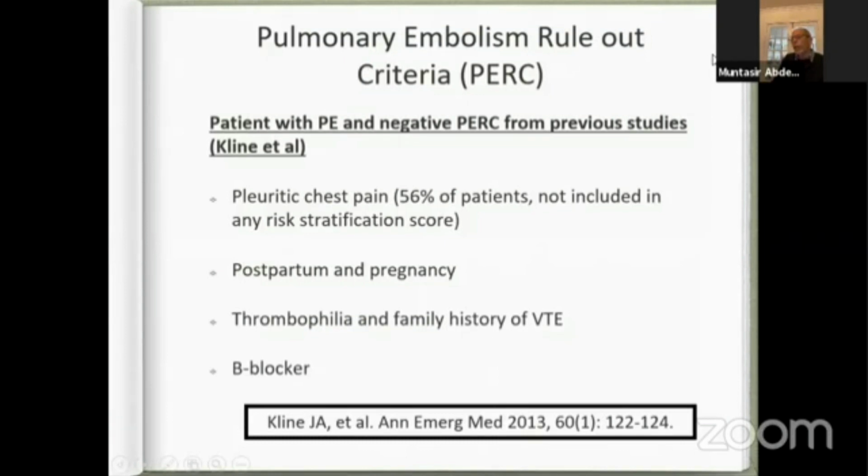Also, if the patient is pregnant or recently delivered a baby, then PERC criteria might not be good. And if the patient is on beta blocker, because these people actually were excluded from the studies, because one of the criteria in PERC is the heart rate. And if you are taking beta blocker, then your heart rate will be modified by the beta blocker. And finally, people with thrombophilia and a family history of VTE, you should not use PERC criteria.